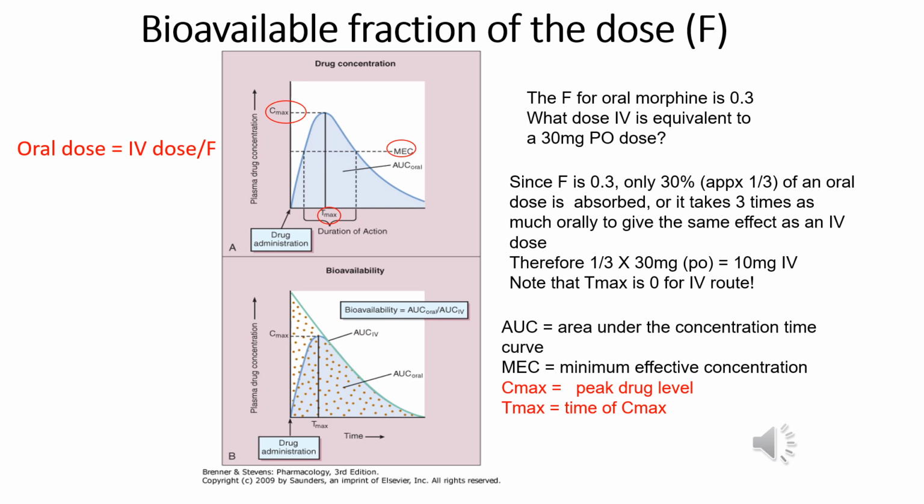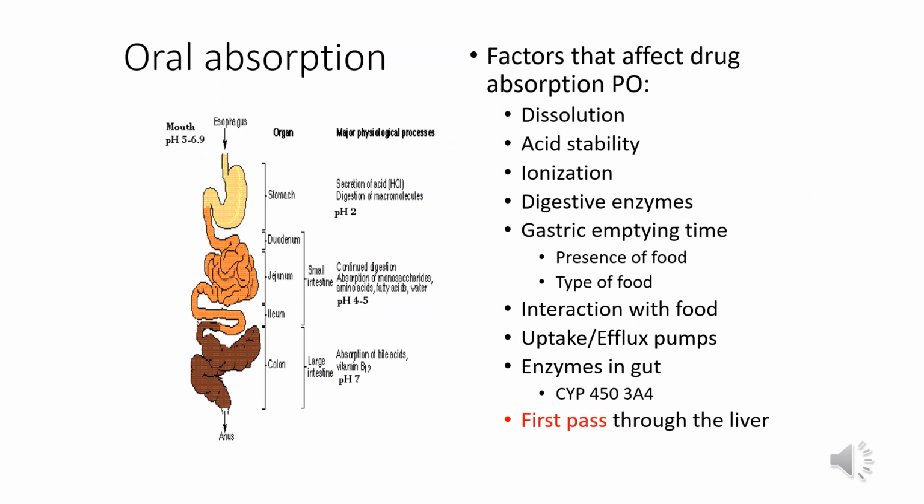Therefore, we have to administer 3 times the mass of morphine orally to achieve the same total serum concentration over time as an IV dose. The formula to interconvert IV and oral doses with regard to F is: desired oral dose equals the IV dose divided by F. Many factors can contribute to the loss of oral drug prior to its access to systemic circulation.